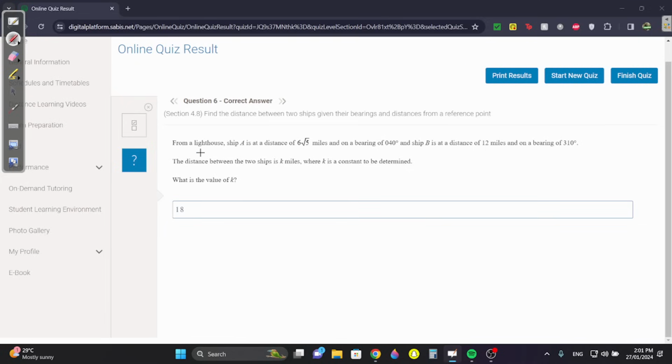Okay, this question, honestly, I don't want to say it's not coming because I genuinely think it's going to come. So even though it's a bit hard, just try, okay? From a lighthouse, ship A is at a distance of 6 radical 5 miles and on a bearing of 40 degrees, and ship B is at a distance of 12 miles and a bearing of 310 degrees.